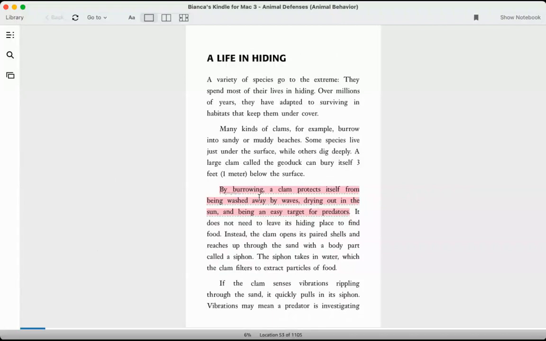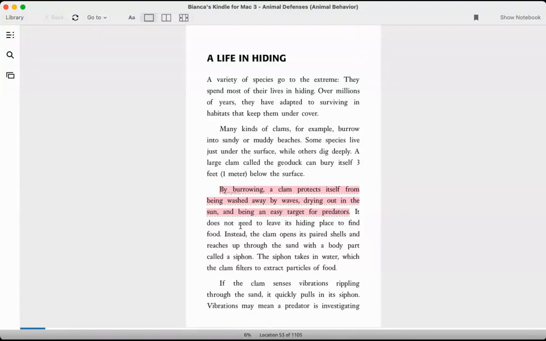So something important is, by burying themselves, how does a clam protect itself? It helps itself by not being washed away, so it doesn't get washed away or dry out, and by avoiding being an easy target.